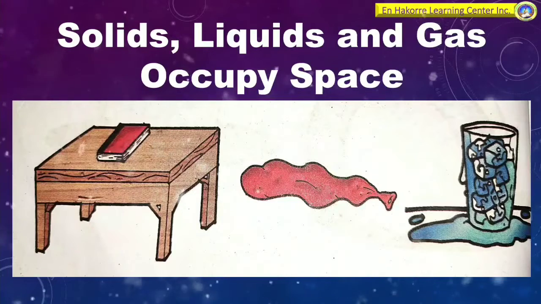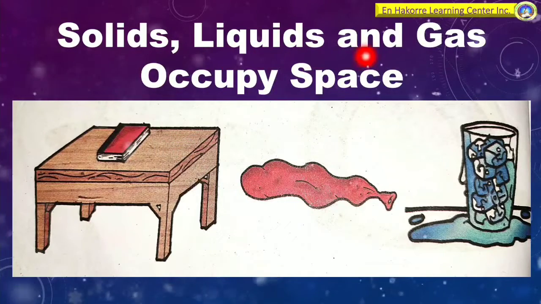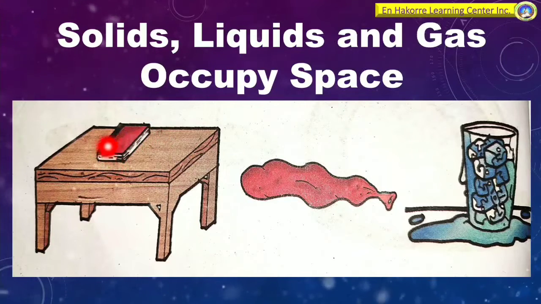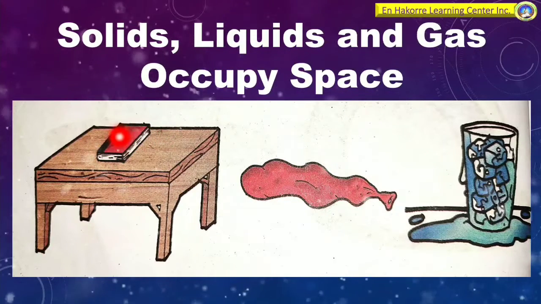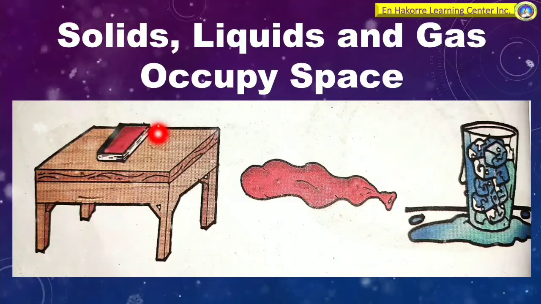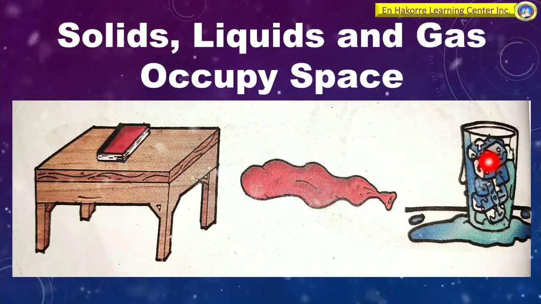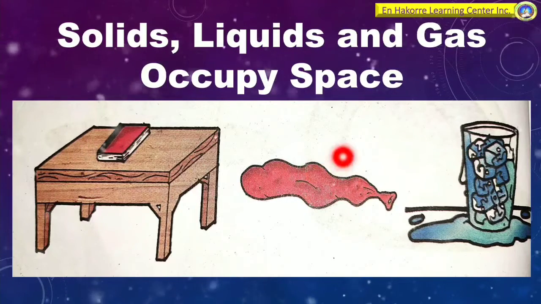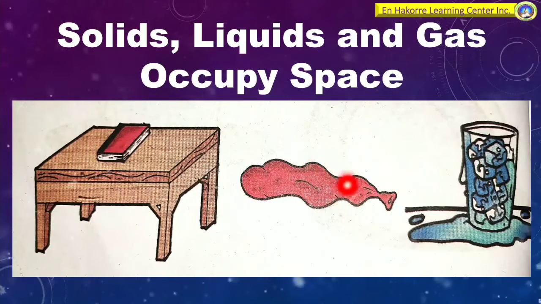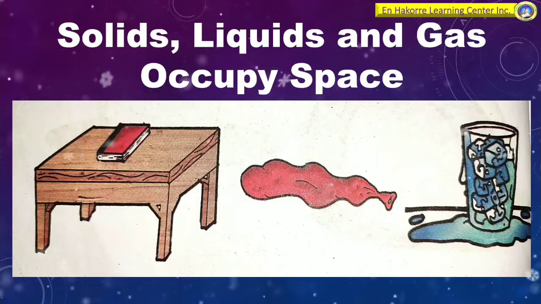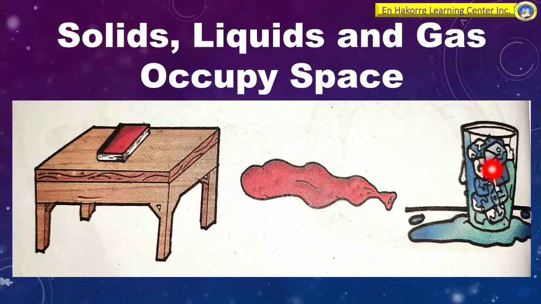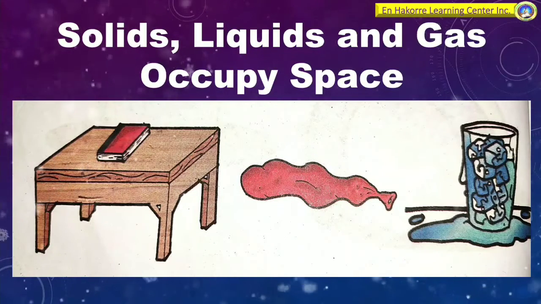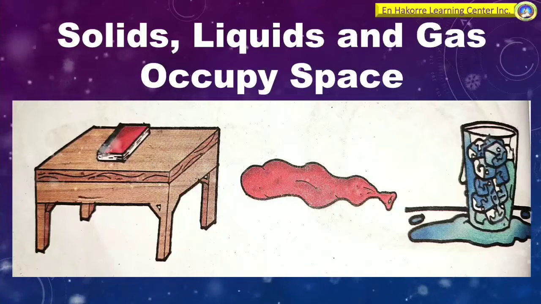Next, children, solids, liquids, and gases occupy space. For solid, you have here the book. The solid book occupies the space on top of the table, while the liquid, the water, has a space in the glass, and the air inside the balloon also has a space inside the balloon. Therefore, solid, liquid, and gas occupy space. Let's see the next presentation.